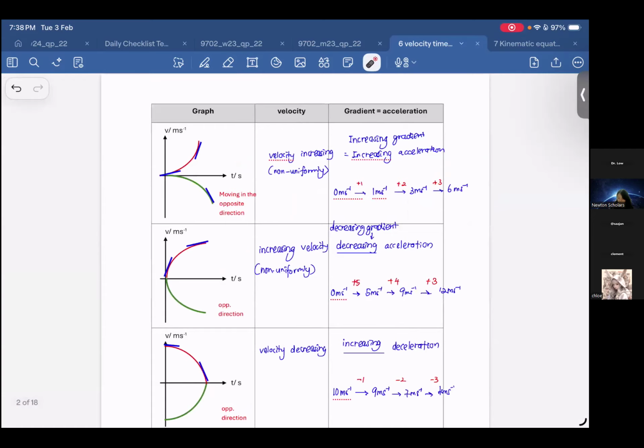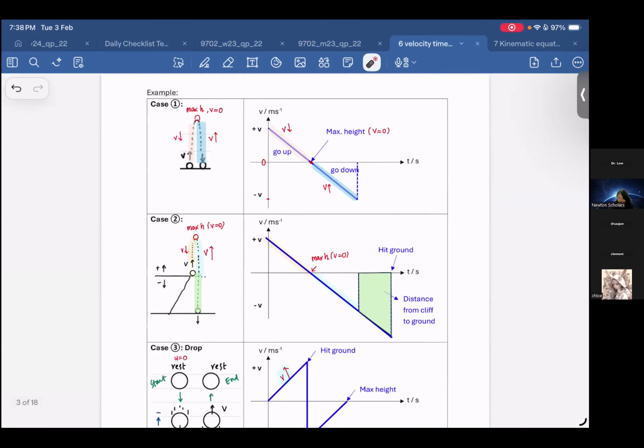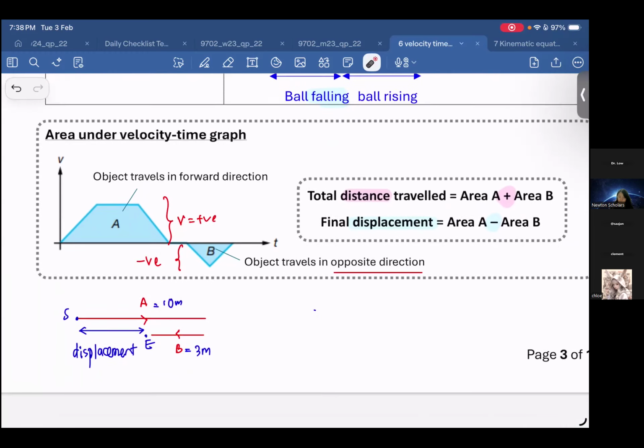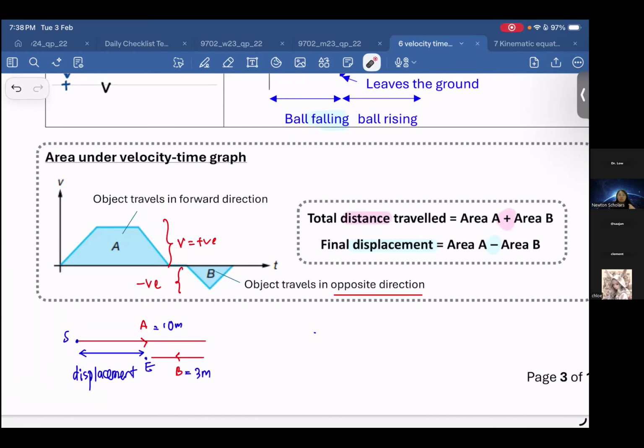Then this one we already discussed last week. The thing I want to emphasize is here: the area under the velocity time graph. As I told you, there are two areas. One is in the positive region, another is in the negative. Positive means it is moving in one direction, the forward or a specific direction. When it moves in a specific direction, no matter what the motion is, it is still moving forward.